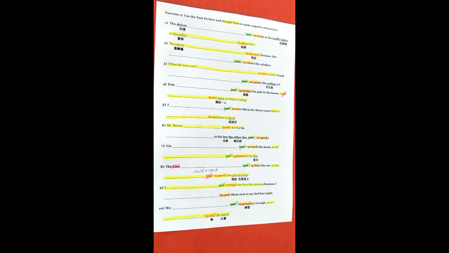Again, remember, in each of these sentences, 2 actions are occurring. The first action is past perfect, had plus PP. The second action is simple past.